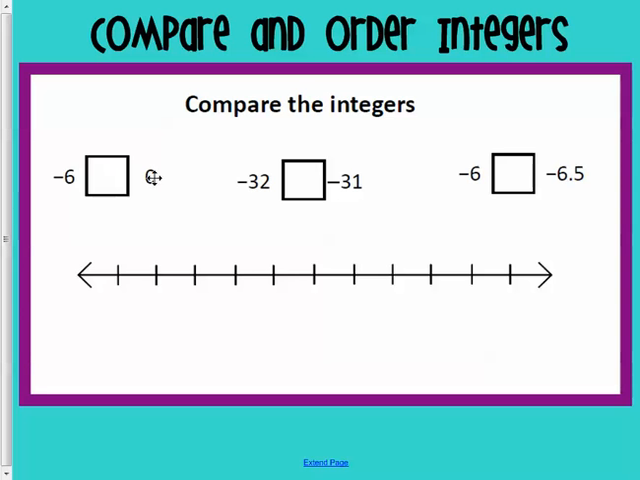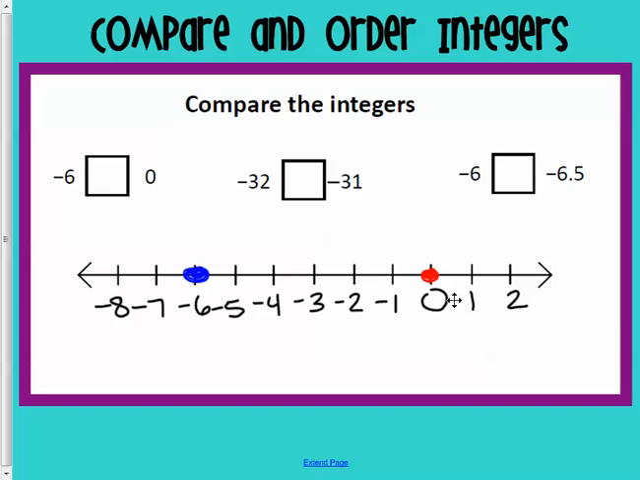Okay, -6 versus 0. If you make a blank number line and you start anywhere with 0, okay, let's put 0 here. Then I have 1 here and 2 here. If I'm counting backwards, I'm going -1, -2, -3, -4, -5, -6, -7, -8. So here's 0, and here's -6. 0 is further along on the number line to the right, so -6 is less than 0.